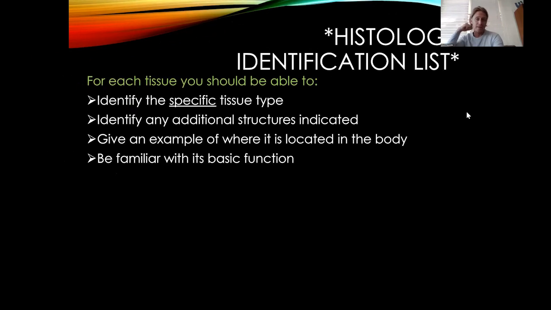You also need to identify any additional structures there might be with these tissues. Some cells create extra structure, and you're going to see there's a common theme throughout anatomy and physiology, that structure usually equals function. It looks a certain way because of the thing it does. So just make sure you're aware of those special structures, and you need to be able to identify that specific tissue, obviously.